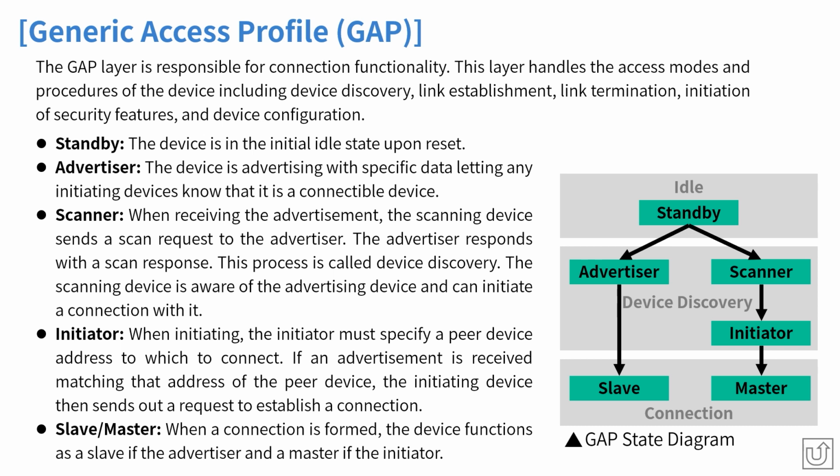In initiator state, when initiating, the initiator must specify a peer device address to which to connect. If an advertisement is received matching that address of the peer device, the initiating device then sends out a request to establish a connection. In slave or master state, when a connection is formed, the device functions as a slave if the advertiser and master if the initiator.